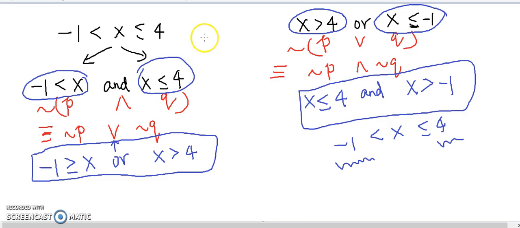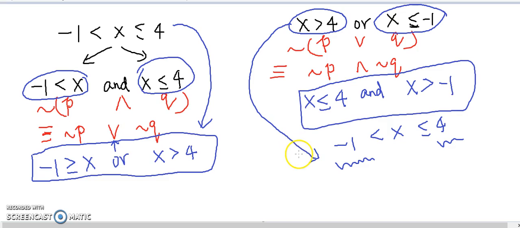As you can see, when we do the negation of an and statement, it becomes an or statement. For an or statement, the negation becomes an and statement.